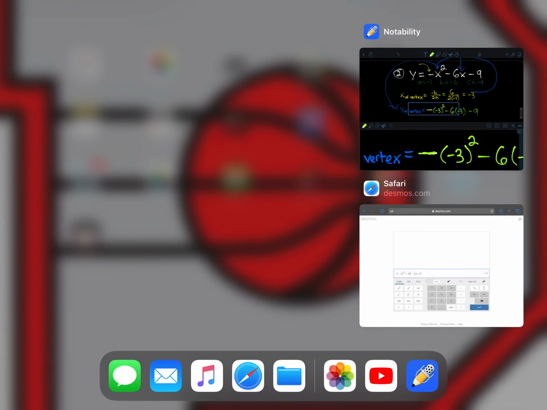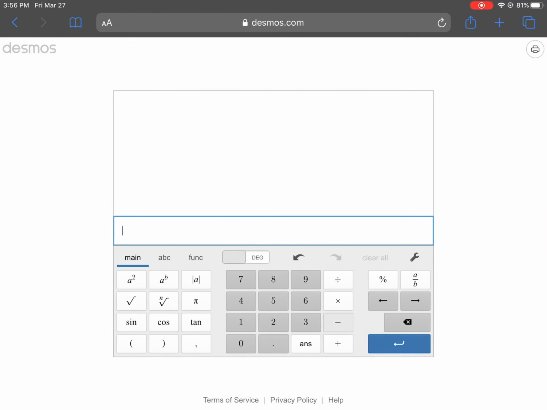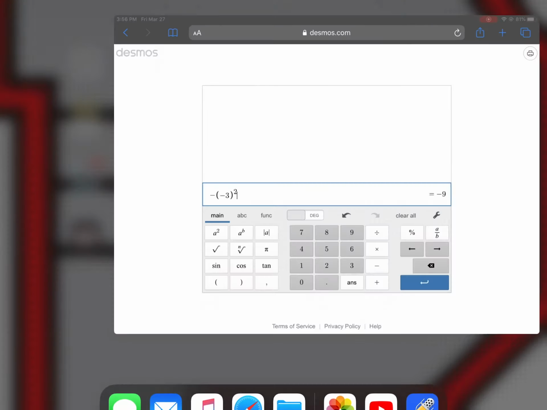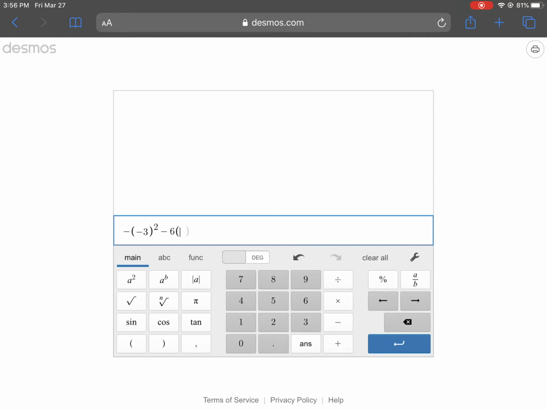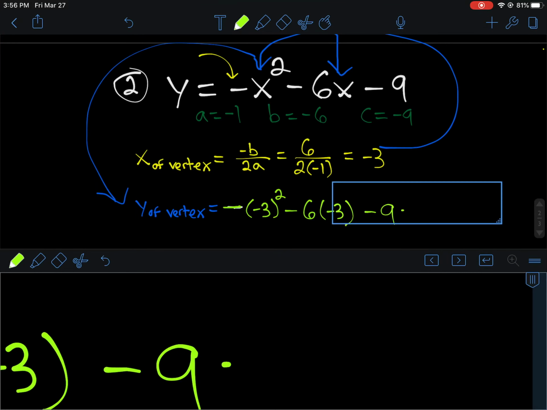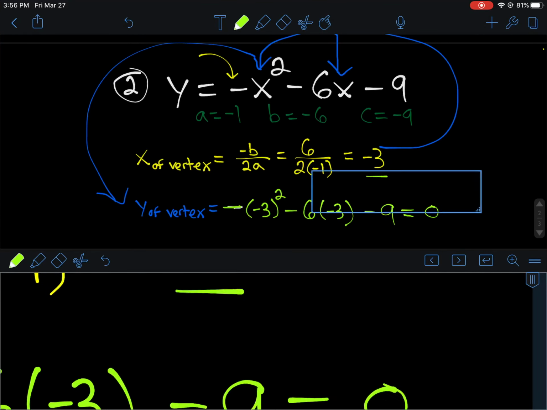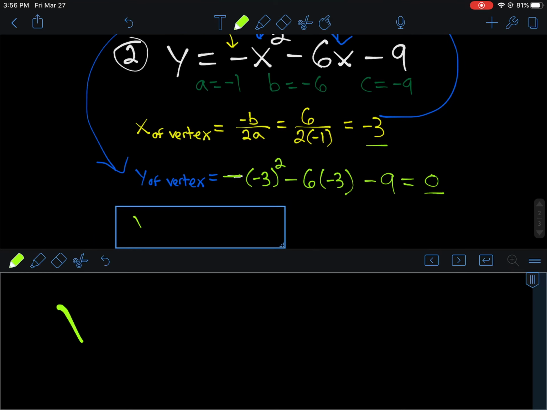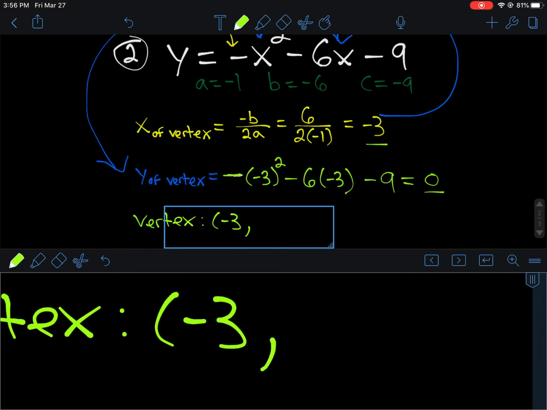Again, if you need to come back here, I'm going to come here for this one. So negative, parenthesis, negative 3 squared, which is negative 9. I'm going to keep going though. Minus 6 times negative 3. And then what am I adding? Or I'm subtracting, right? It'd be subtracting 9. So subtract 9, and I get an answer of 0. It is totally fine to get an answer of 0 for x or y. In this case, it's for y. So my x of the vertex is negative 3. My y of the vertex is 0. So my vertex in this question is going to be negative 3, comma 0.